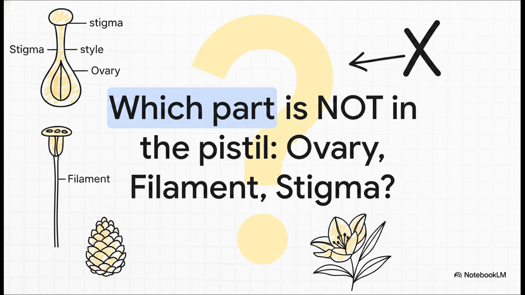Okay, let's make sure this is actually sticking. Here is a direct practice question pulled straight from the core concepts. Which of the following is not part of the pistil? Is it A, ovary, B, filament, C, stigma, or D, style? Think back to our breakdown. The pistil is the female organ, which means the correct answer is B, the filament. The filament is part of the male stamen. If you got that right, you are totally on track.